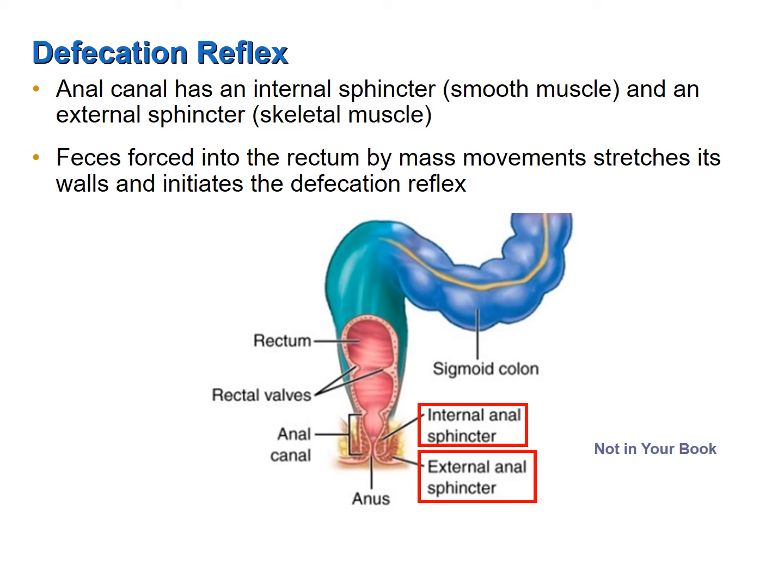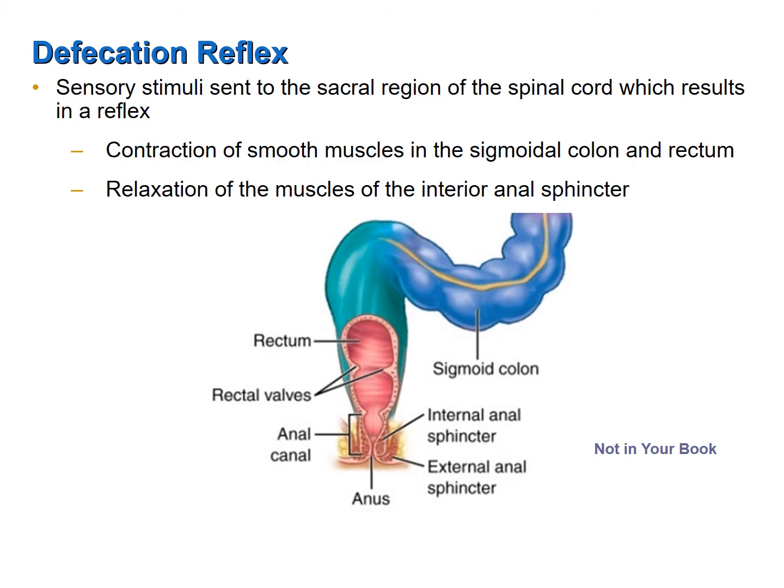Feces, when forced into the rectum by mass movements, stretches the walls of the rectum, increasing the pressure in the rectum and initiating the defecation reflex. Sensory stimuli are then sent to the sacral region of the spinal cord, which results in the defecation reflex. There is contraction of smooth muscles in the sigmoid colon and the rectum. This further increases the pressure in the rectum and leads to a relaxation of the internal anal sphincter muscles.